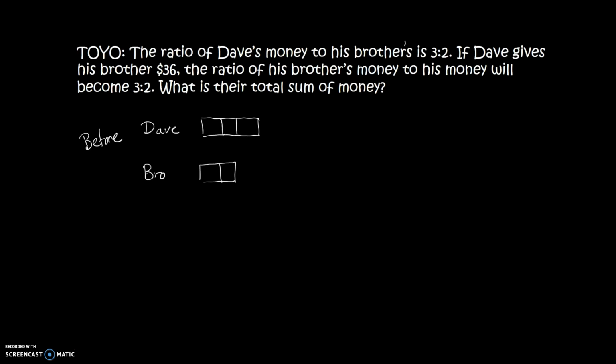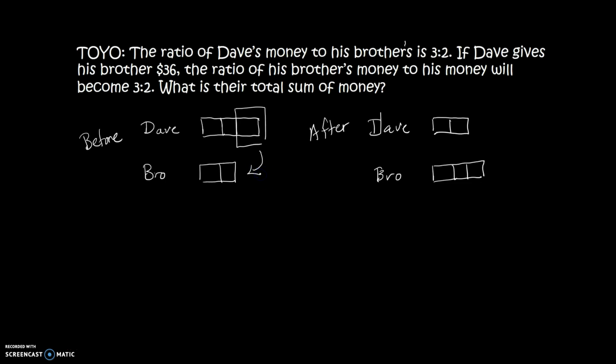Then it says if Dave gives his brother $36, the new ratio is going to be opposite. So Dave will have 2 units and brother will have 3 units. So Dave took one of his units and he gave it to his brother, didn't he? Well, our word problem tells us that Dave gave his brother $36.